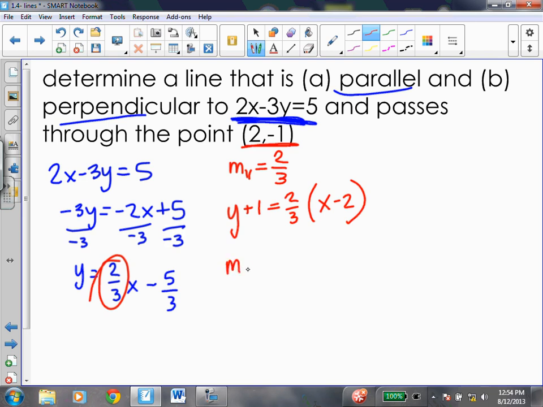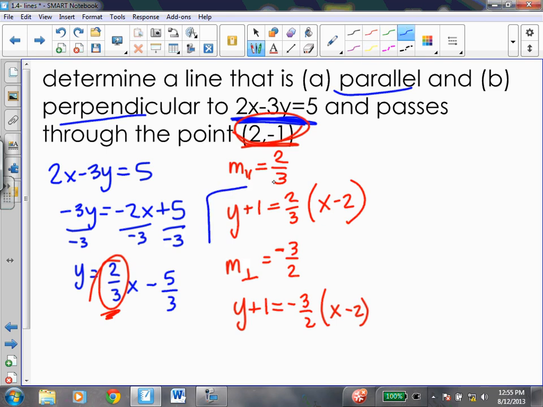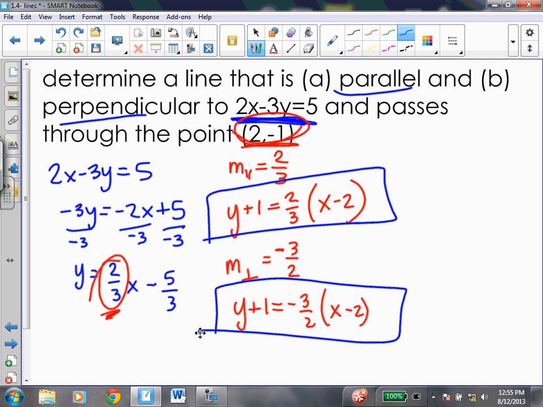Perpendicular slopes are opposite reciprocals. So I need to take this 2/3, flip the fraction, that's the reciprocal part, and change the sign. So negative 3/2. And again, it still passes through this point. So I have y plus 1 equals negative 3/2 times x minus 2. And there we have it. Our parallel and perpendicular lines.